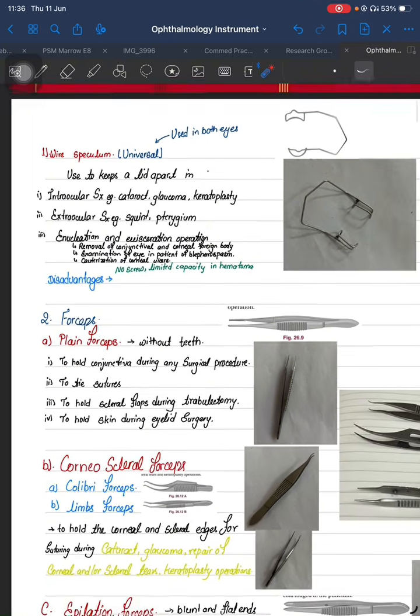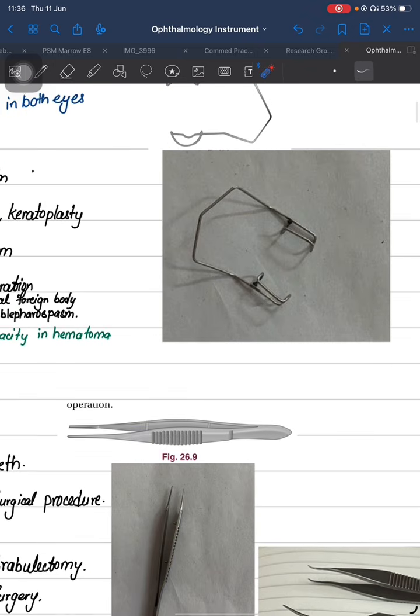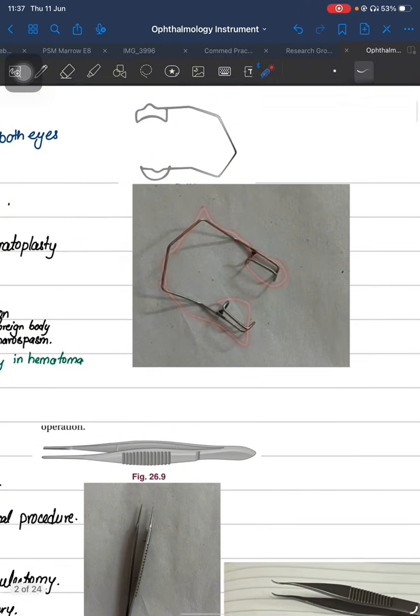What are the disadvantages? The disadvantage is that it doesn't have a screw. There is limited capacity in hematoma. This is the universal wire speculum. It is used to keep the lids apart.